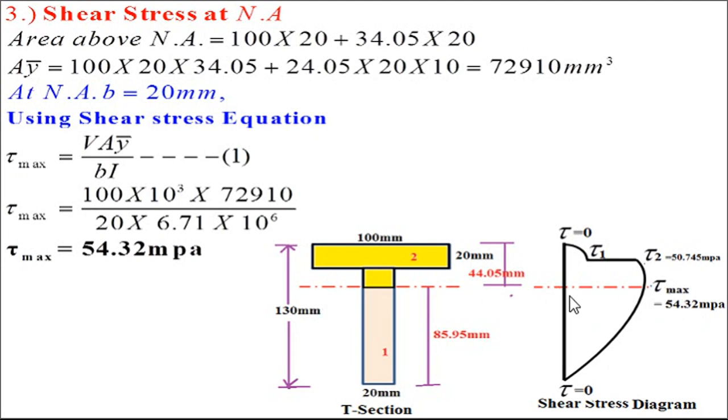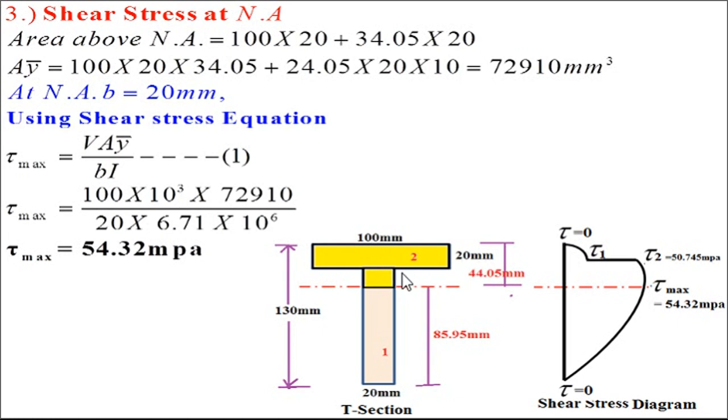To find out tau max at the neutral axis, you have to consider the area above the neutral axis. Now I have made this entire area above the neutral axis a yellow color. So here you have to consider the area above the neutral axis. It will be 100 into 20 plus this particular portion. What will be this area? 44.05 minus this 20. If you want to find this depth, what will it be? 44.05 minus this 20, you have to subtract 20. So 24.05. So what will be the area above the neutral axis?